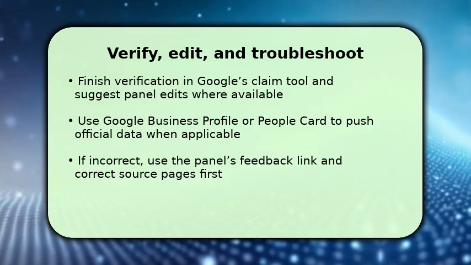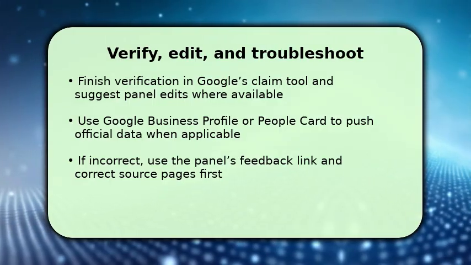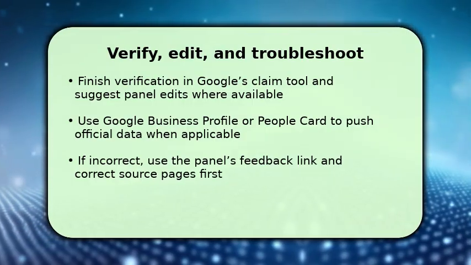Google recrawls these. If things go wrong, use the panel's feedback option and correct the authoritative sources first. Fixing source errors generally resolves panel issues faster.